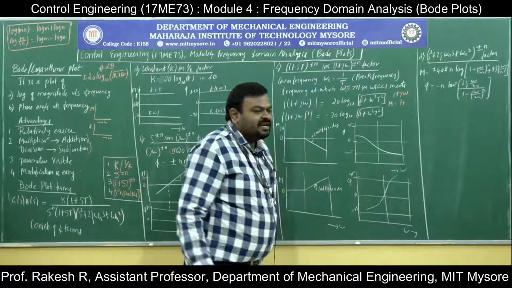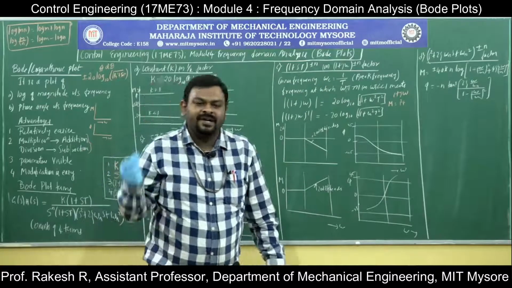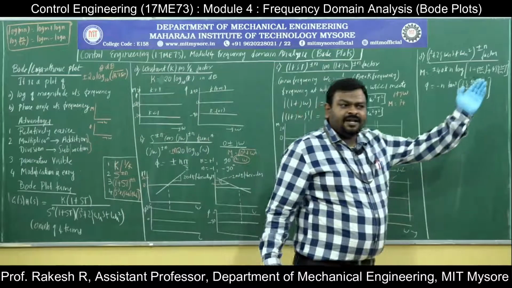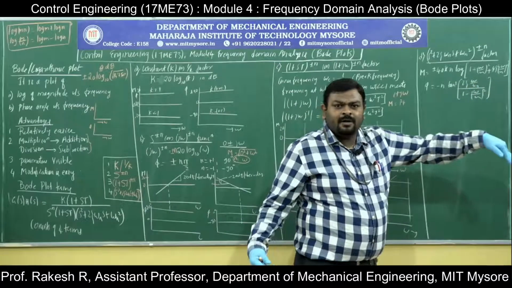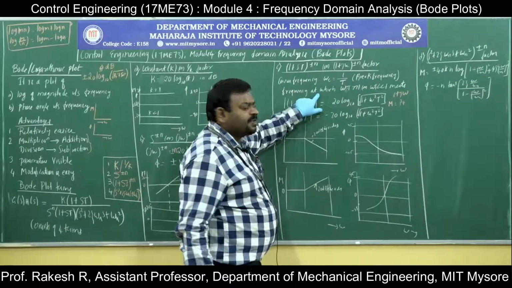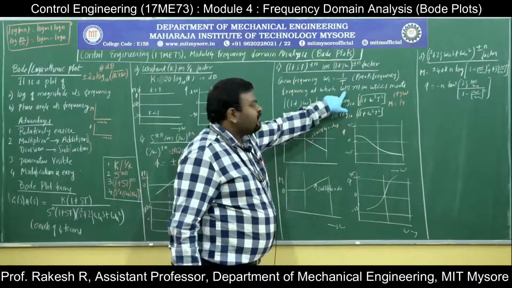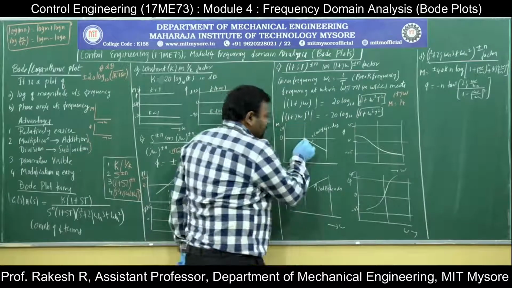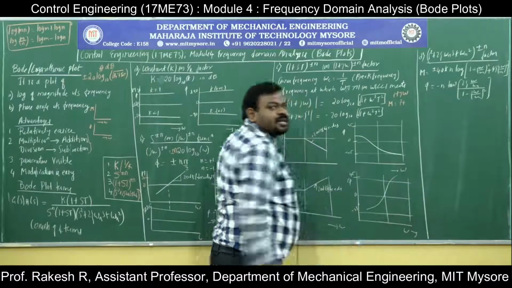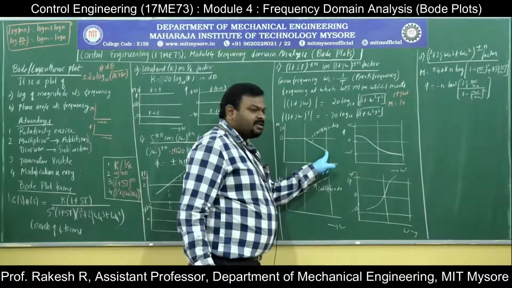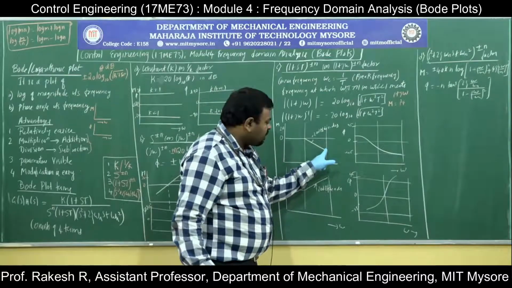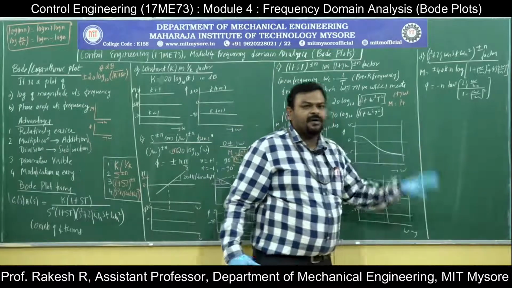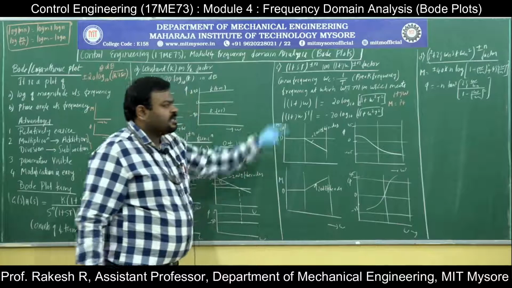Omega c is nothing but the corner frequency or break frequency. How long do I need to extend this line? Up to infinity? Don't know. Up to some value, and that value itself is the corner frequency. That means where omega t is greater than 1 or omega t is less than 1. So I need to extend the line up to some corner frequency, then again the magnitude changes. Again up to some corner frequency. That is the interpretation for this term.